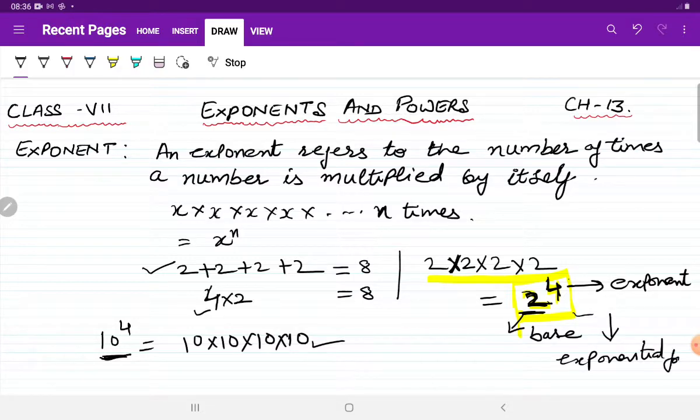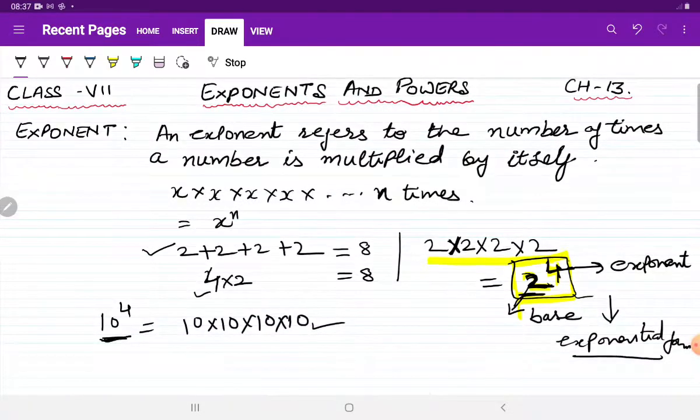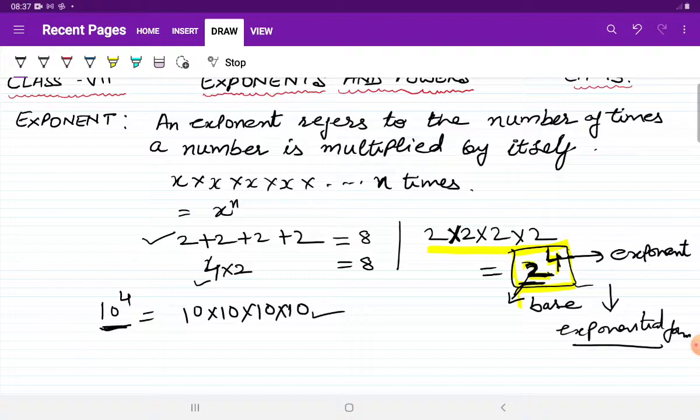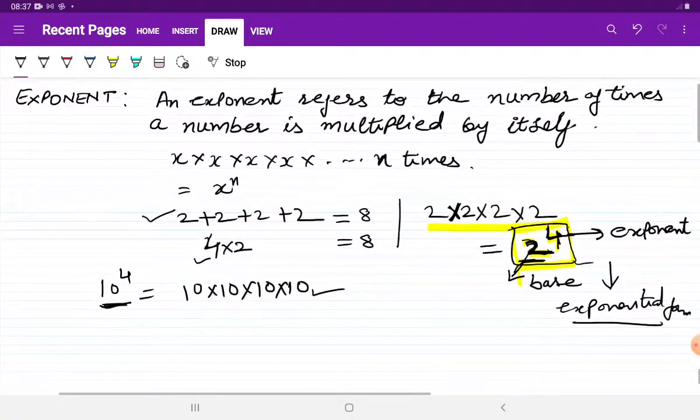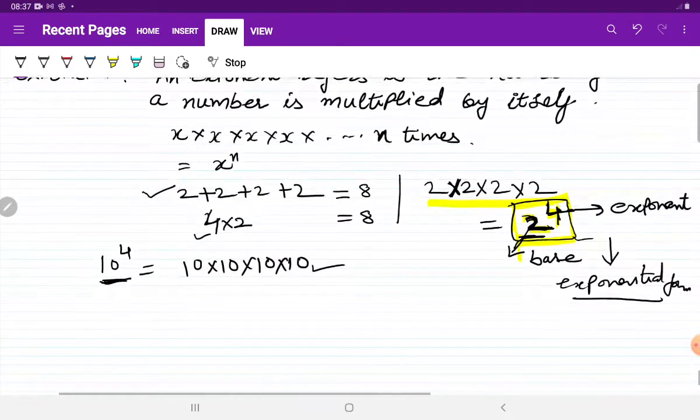This is called the power, and this is the exponent. This is the base. My 2 is the base. So an exponent refers to the number of times a number is multiplied by itself. Got it? So I am taking one example, like 729.